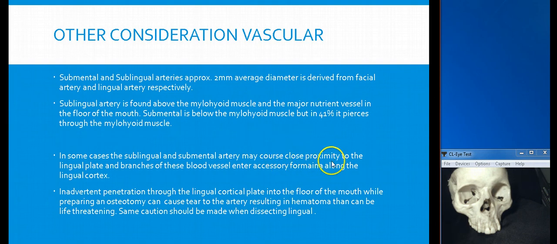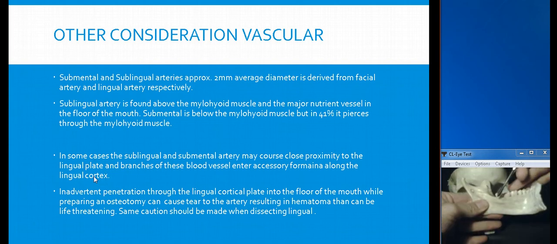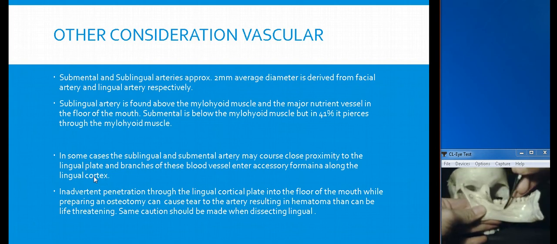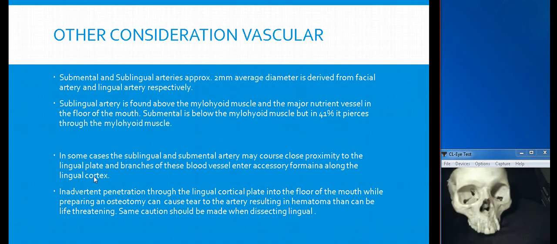in close proximity to the lingual plate. As the artery travels, it's very close to the lingual plate, and there's a possibility that there are branches of this vessel that actually enter the lingual plate in this area as they're going across. Well, why is that important?